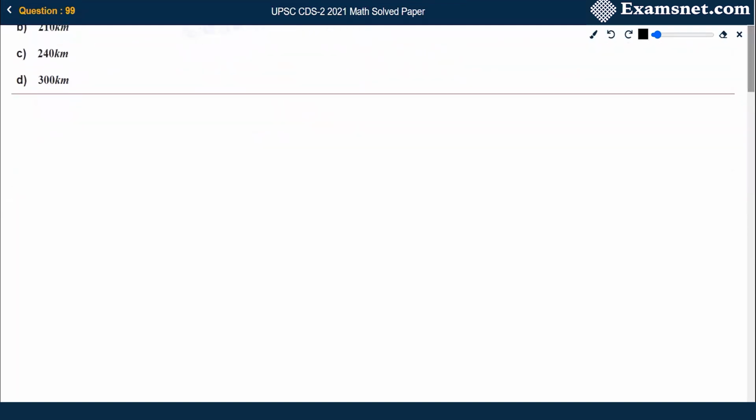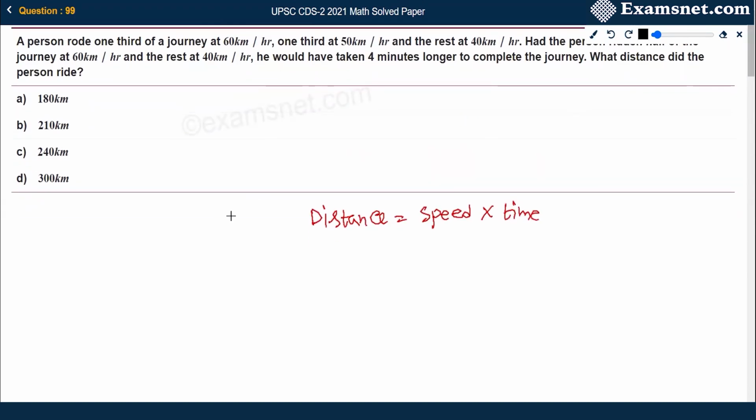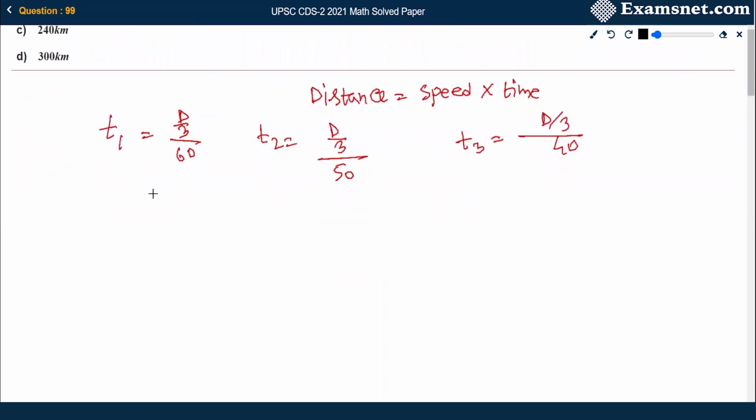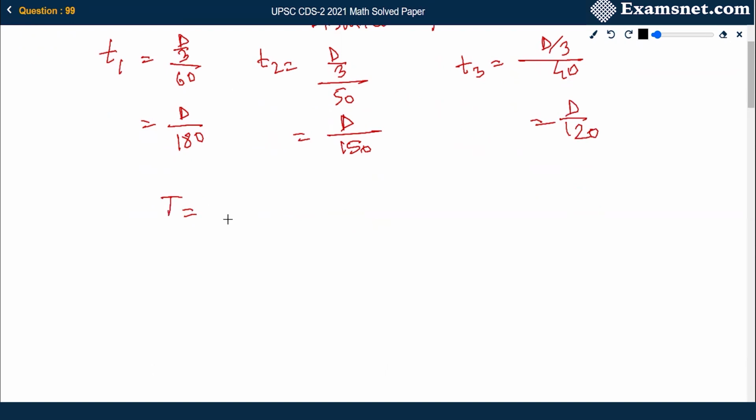So we know the relation between distance, speed and time, that is speed. If we multiply, we get distance. Okay, now let's say the distance is D. So 1/3 of the distance, that means D by 3 to rode at 60 km. This is the time. Next, another 1/3 by 50 km, and the rest, that is the last 1/3 by 40 km. So here, this time becomes 150, 120.